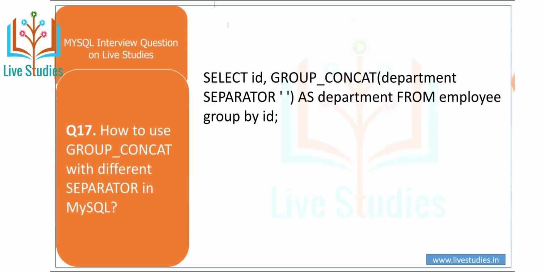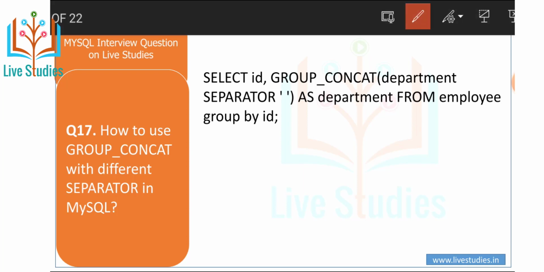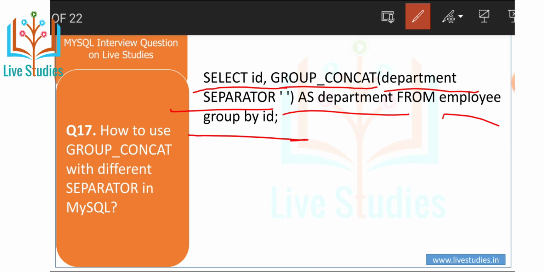Another question is, how to use GROUP_CONCAT with a different separator in MySQL. Just see this. SELECT ID, GROUP_CONCAT(department SEPARATOR ...) AS department FROM employee GROUP BY ID. This one.